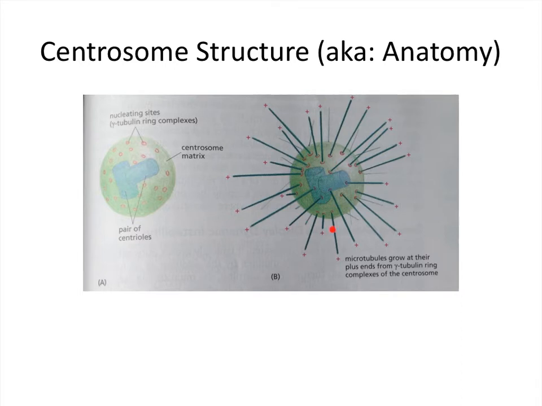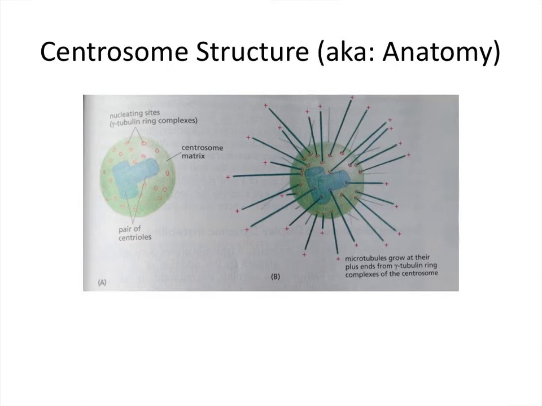Over here on the right, you can see what it looks like when microtubules are growing out from those locations. In dark green, you see the microtubules here. If you take a look at the orientation, notice that they've labeled the different ends of the microtubules, and notice that all of the plus ends are pointed away from the gamma tubulin rings.